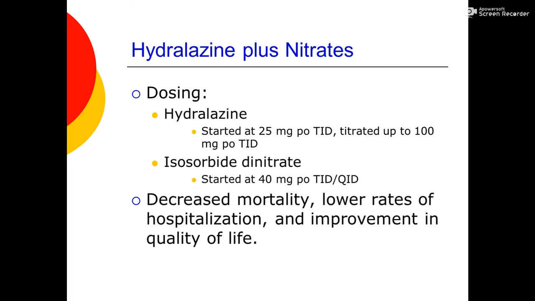Another group is hydralazine plus nitrates. Here is the dosing: hydralazine is started at 25 milligram orally, titrated up to 100 milligram orally TID, and isosorbide dinitrate is started at 40 milligram orally TID. It can be adjusted according to the condition of the patient, and it decreases mortality, lowers the rates of hospitalization, and improves quality of life.